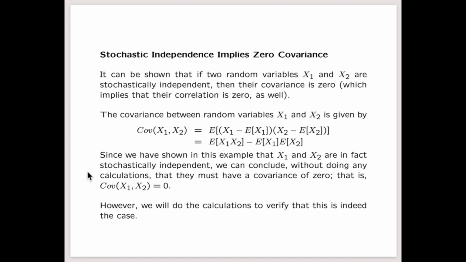So we showed in the previous two or three slides that in this particular sampling framework, this sampling from this finite population with replacement, the two random variables x1 and x2 are in fact stochastically independent. And so based on this result, we can conclude without having to do any calculations at all that the covariance of x1 and x2 must be zero. Now, to verify this, I want to go through the exercise of actually calculating the covariance, just so that you see an example of that, but also to verify the truth of this result.